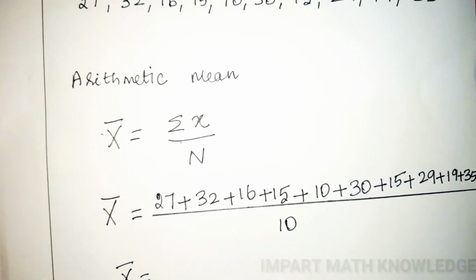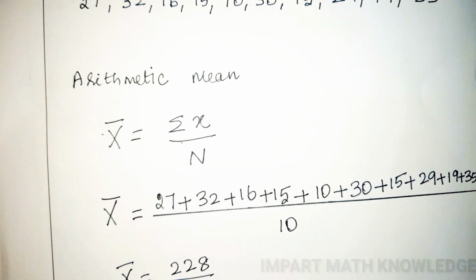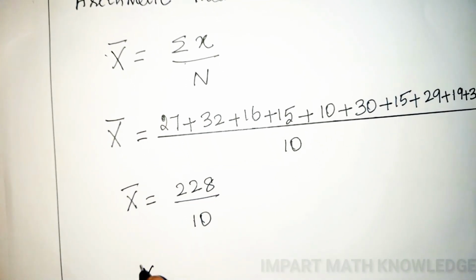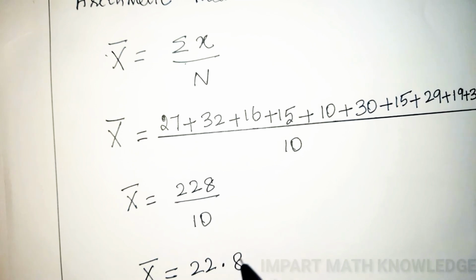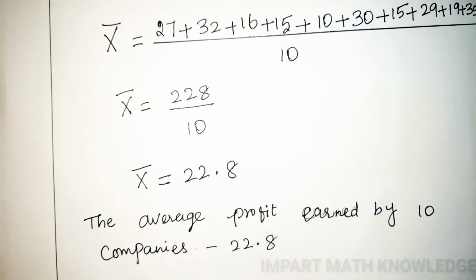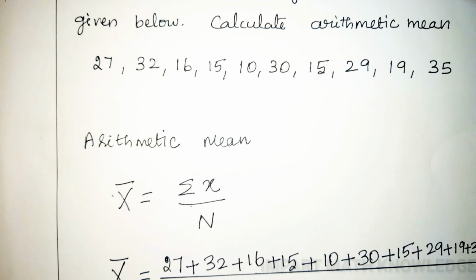If you add all the values, you will get 228 divided by 10. That is x bar is equal to 22.8. Arithmetic mean is 22.8. The average profit earned by the 10 companies is 22.8. If your given data is individual, your formula is x bar is equal to sigma x by n.